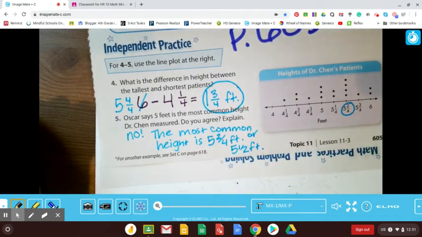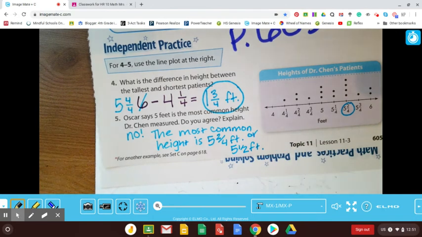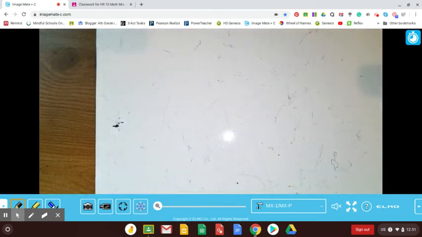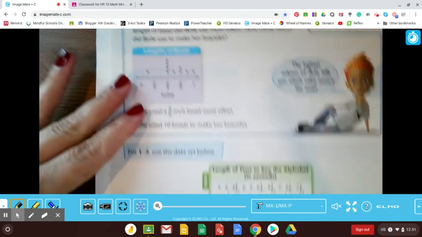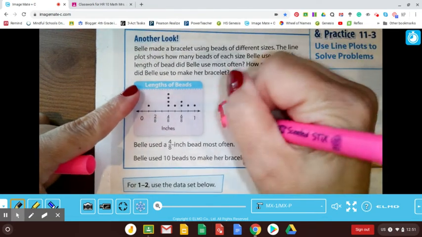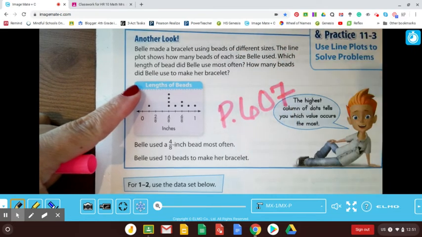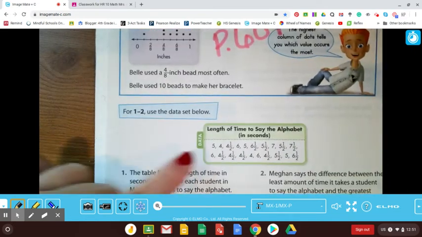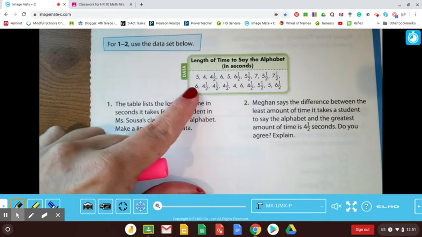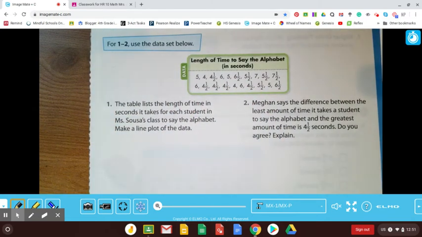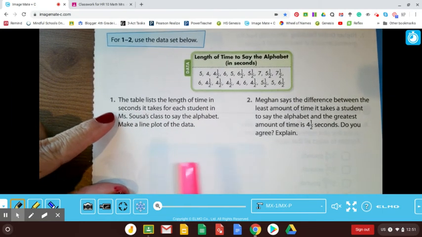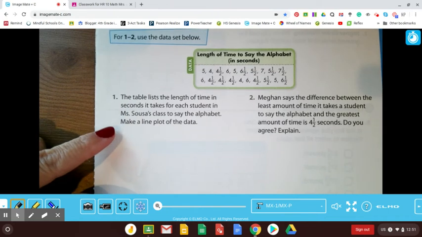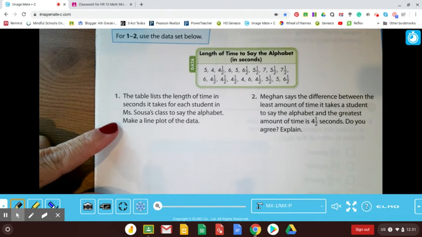And there you are. All right, the last page we're going to take a look at a few problems for today is the homework page. It is page 607. Okay, page 607. So please have that out in front of you now. All right, we're going to do these 2 problems below, and we're going to use this data set. It says, The table lists the length of time in seconds it takes for each student in Ms. Seuss's class to say the alphabet. Make a line plot for the data.